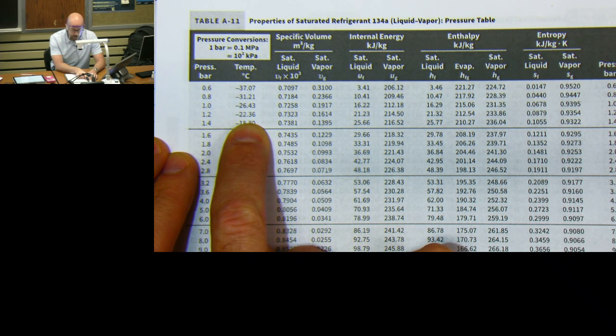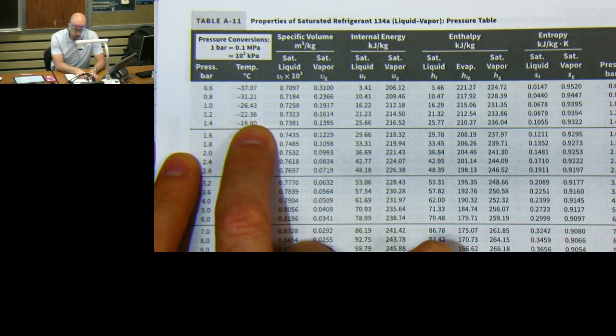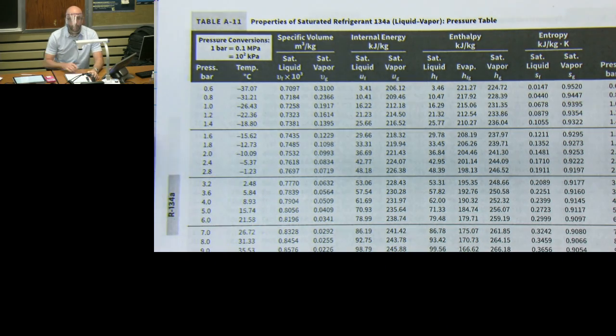So that's the answer. Now, this problem didn't ask us to find out what the quality is. We didn't need to know about the quality. It just asks us what the temperature is. So negative 22.36 is the answer.